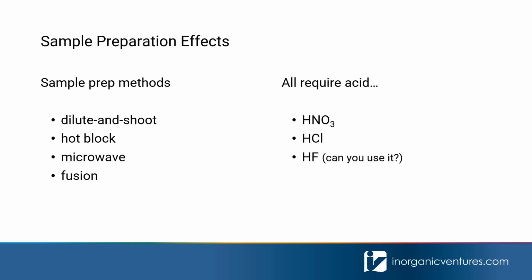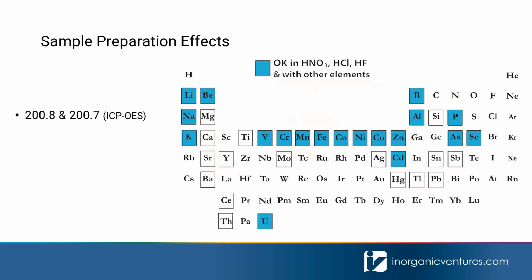Regardless of which one you're choosing, they're all going to require some type of acid at some part in the process. And for the discussion today, we're going to focus on 3 acids: nitric, the most common, HCl, and HF. We understand that many labs cannot use HF, and we'll offer some alternatives in relation to the preparation chemistry for your solutions and standards that will allow you to get around that issue.